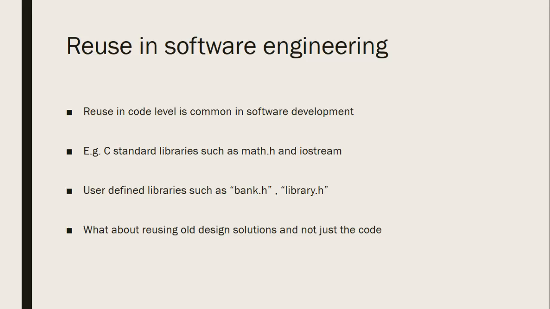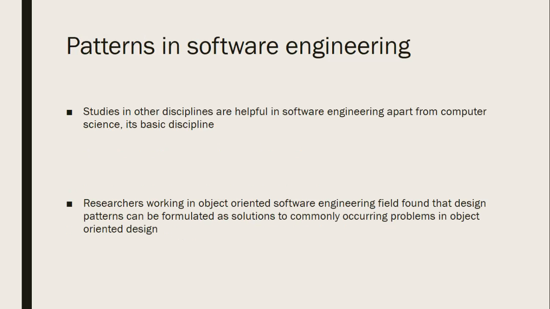Or we can use user-defined libraries like bank.h, library.h. These libraries have to be defined by the programmer. But what about reusing designs for the programs, not just the code? Studies in other disciplines are helpful in software engineering, apart from computer science, its basic discipline. For example, an architect can use the same design for multiple buildings.